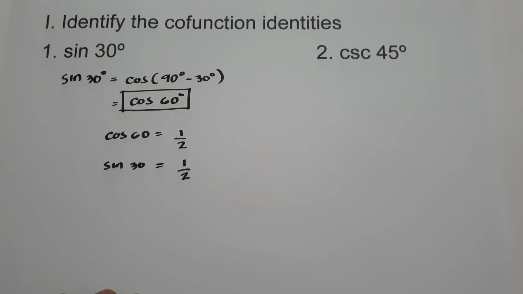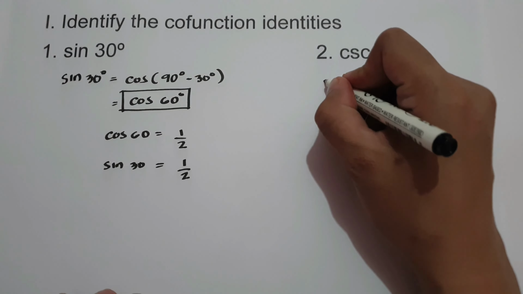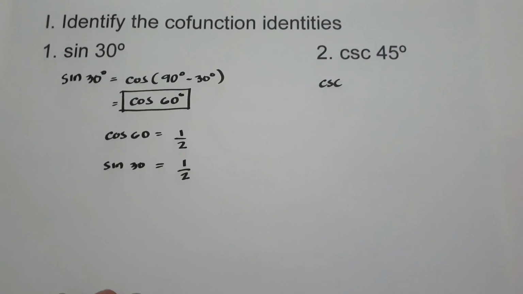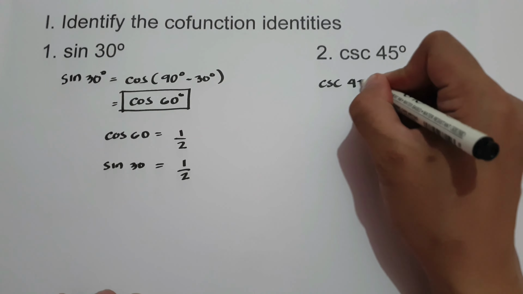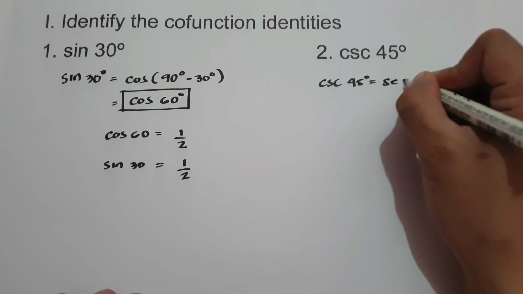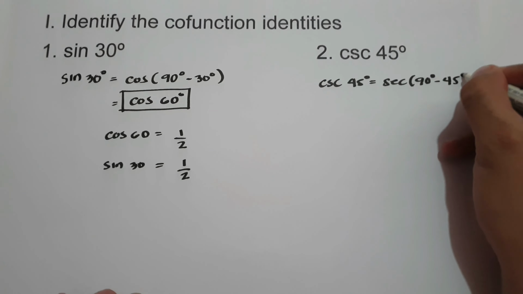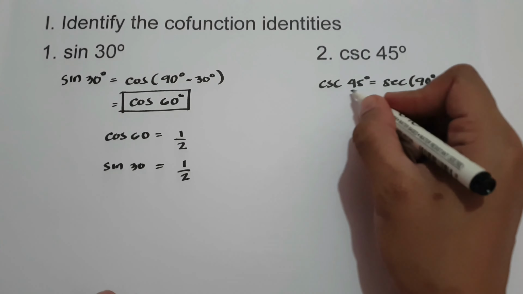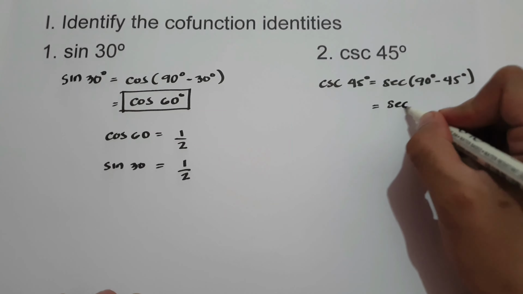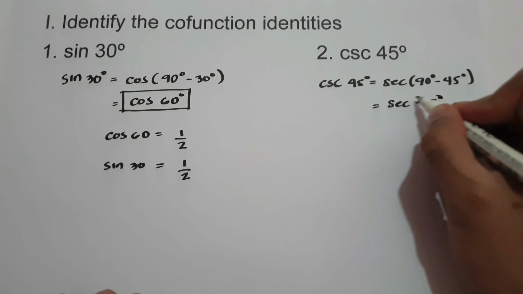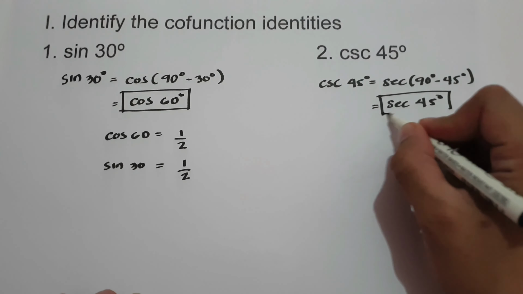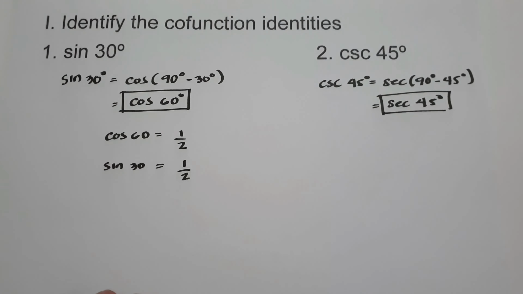What about number 2? Cosecant 45 degrees. The cofunction of cosecant is secant. Therefore, we have cosecant 45 degrees is equal to secant of 90 degrees minus 45 degrees. And cosecant 45 degrees is equal to secant 45 degrees. And this will be the cofunction of cosecant 45 degrees.